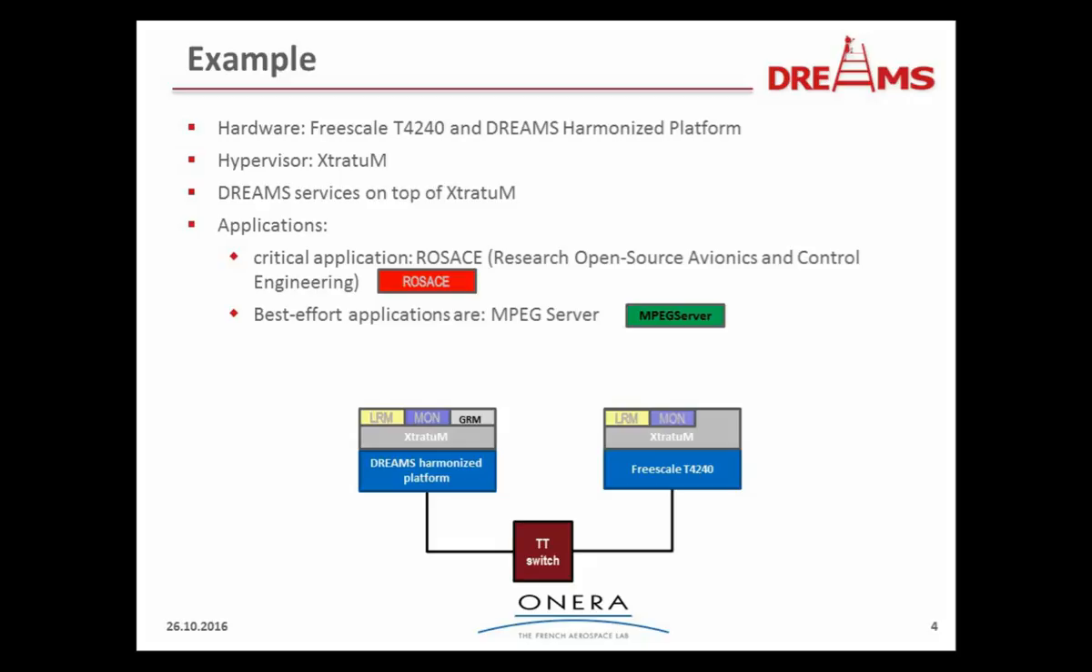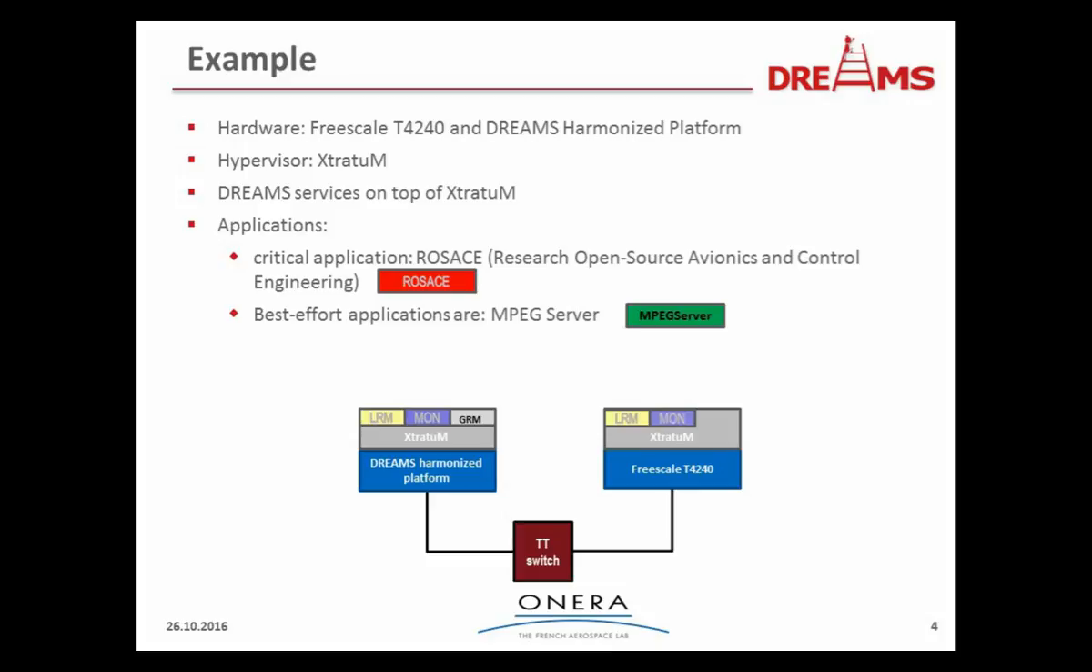The platform consists of two nodes, one T4240 with 12 cores and a Dreams harmonized platform with 2 cores. The nodes are connected through a TT Ethernet network. Stratum executes on each node. The local resource elements, MAN, LRM and LRS, execute on each node as well. The GRM executes on the harmonized platform.